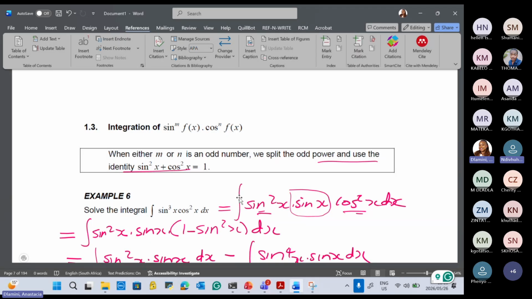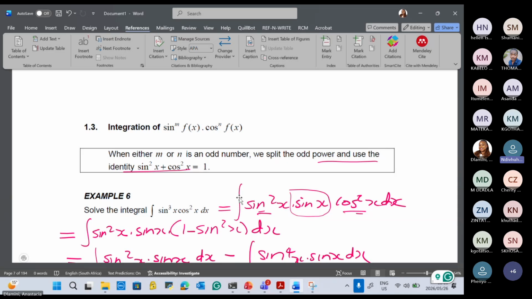Now, if both are odd, then you split. So if both are odd, it means that you're going to split one, make it an identity, the one that is, make it even. The one that is even, then replace it. Does it make sense now?